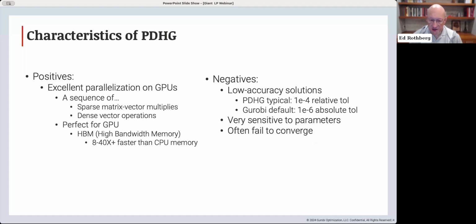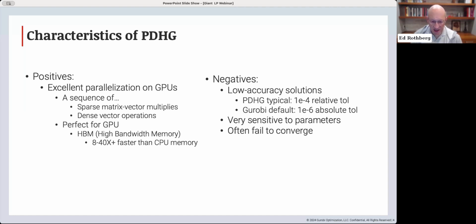So there are a few significant positives. The main one is that it parallelizes very well. In particular, it parallelizes well on GPUs. So the primary computation is a sequence of sparse matrix vector multiplies, where the matrix is your constraint matrix for your LP, and then a set of dense vector operations. And these have tons of parallelism. So GPUs are all about parallelism. The other thing GPUs are about is massive memory bandwidth, and PDHG, this algorithm, relies heavily on memory bandwidth. So again, a very nice match.